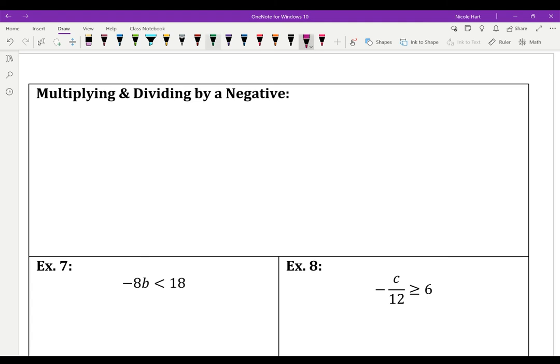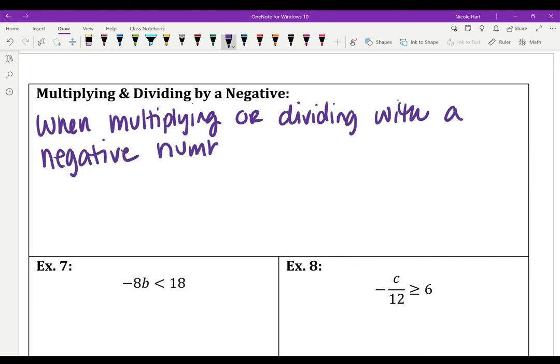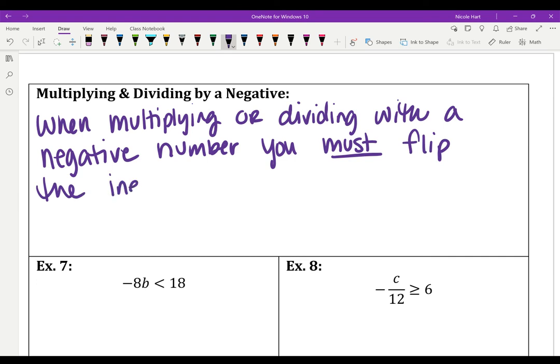And so we have to remember, when multiplying or dividing with a negative number, you must flip the inequality symbol. You must flip the inequality symbol.